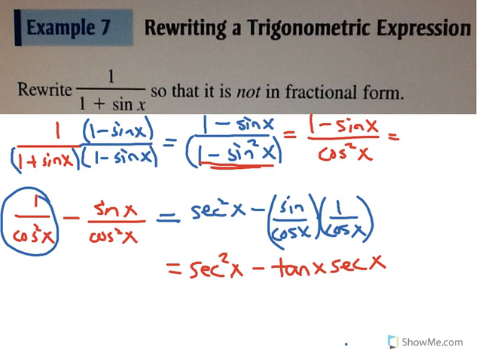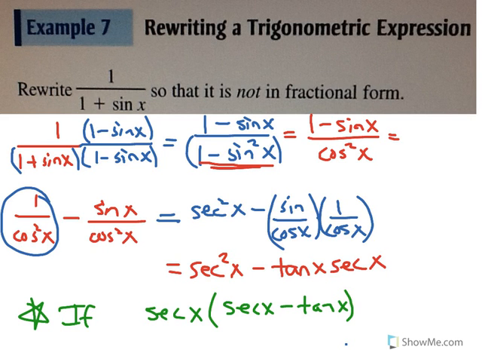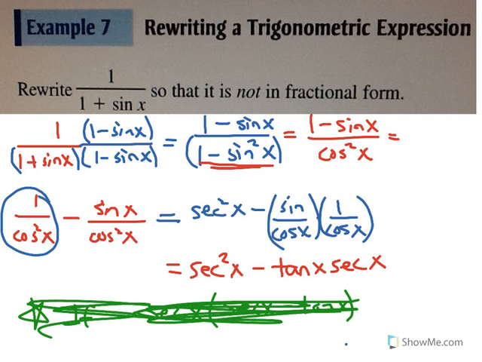Now, technically you're done because we're no longer in fraction form. If I were to factor out a secant, I just wanted to let you see what happens. We don't have to do it, but if I did, I would get secant x times secant x minus tangent x, and we have no identity for secant x minus tangent x, so there's really nothing I can do there. So that step is not necessary. And we are done.